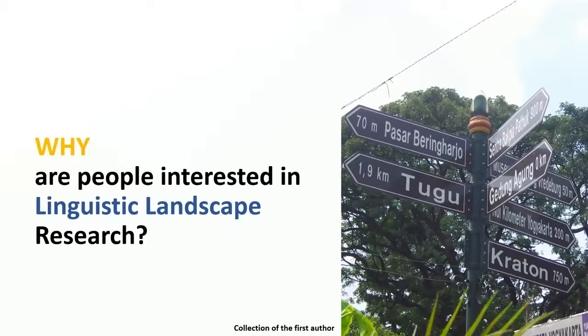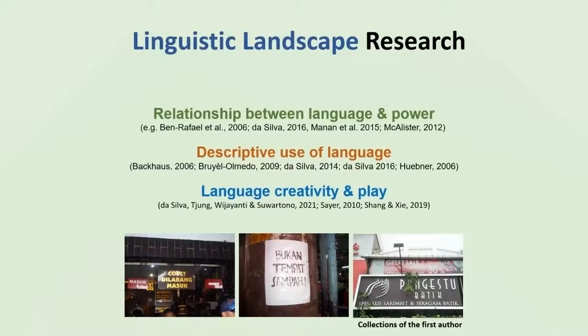The last point takes us to why linguistic landscape has attracted many linguists. As a matter of fact, the linguistic landscape of a place can demonstrate how language represents the power of the dominant group or of a ruling party. Besides that, specifically in multilingual communities, linguistic landscape can be a display of how languages are used descriptively. Also, we can see evidence of people's creativity with language to communicate a variety of messages in linguistic landscape.